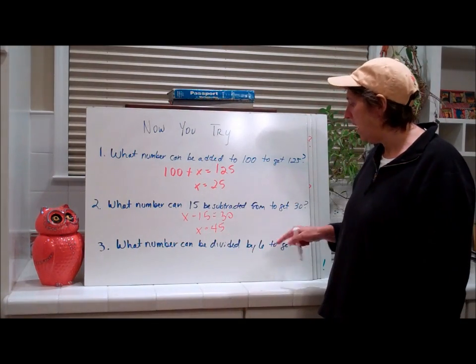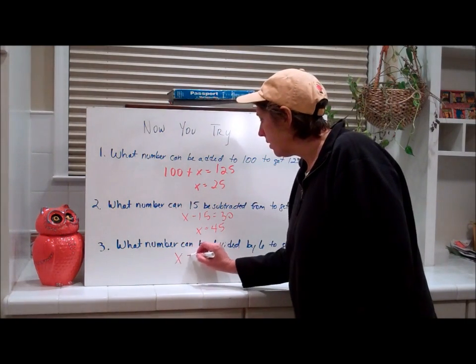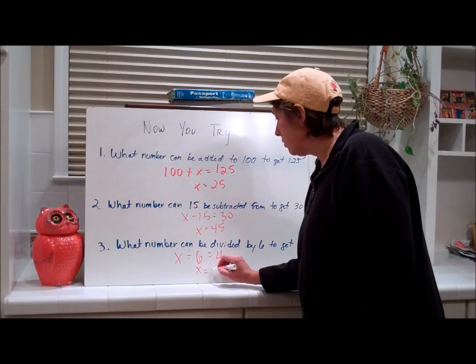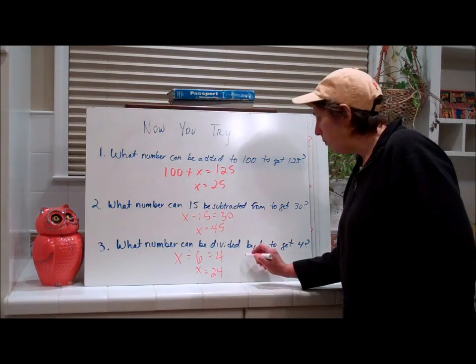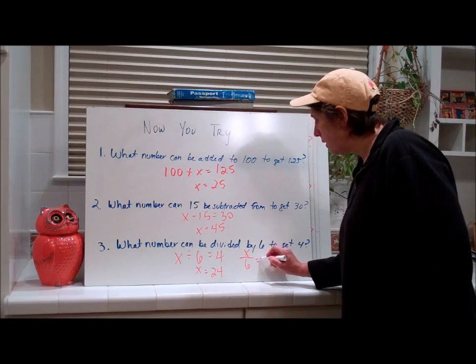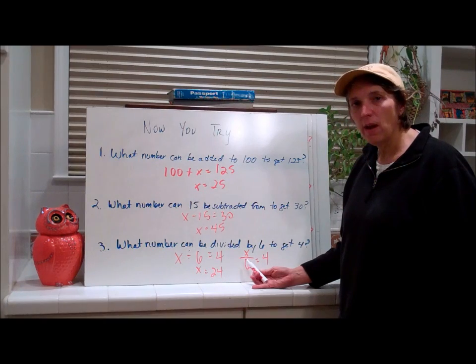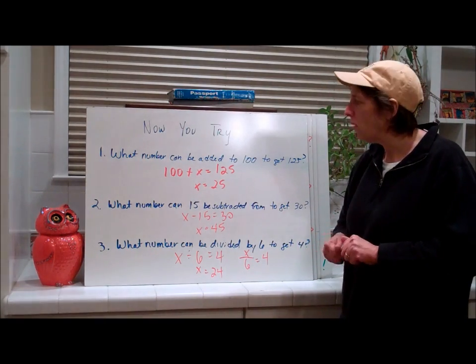What number can be divided by 6 to get 4? So x divided by 6 equals 4. X equals 24. You could have written this as a fraction and put x over 6 equals 4. Same thing. X divided by 6 is the same thing as the fraction, x over 6. But if you don't quite get that, don't worry about that because we'll be practicing more.